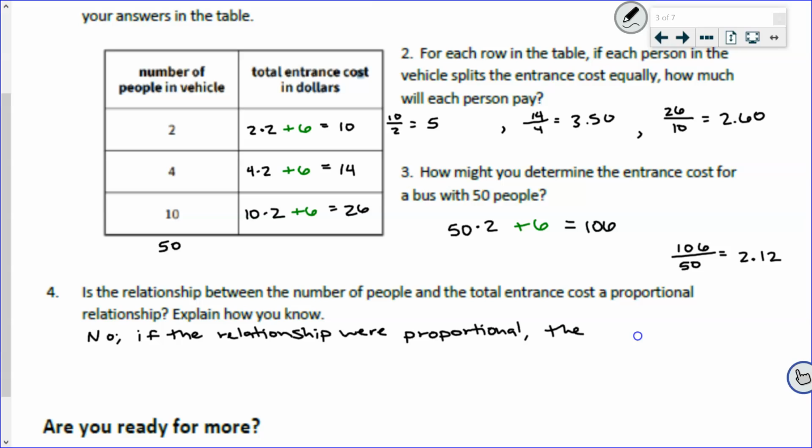I'm going to say the cost per person. Cost per person would be the same, and it's not. Who has another justification of why this is not a proportional relationship?